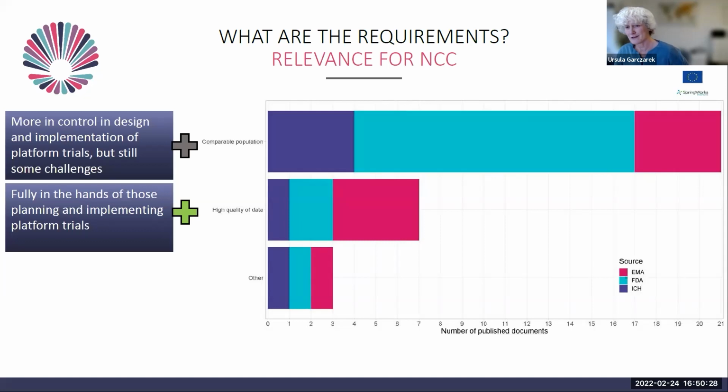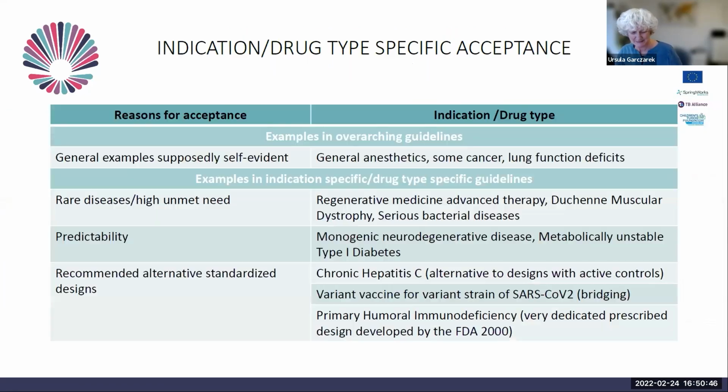And for non-concurrent controls, especially the quality of the data is fully in control of those who plan the platform trial. And as said, with the comparable population, we are in a bit better position as compared to external controls, but there are still things that really have to be taken care of. Next slide, please. As said, some words on indication-specific mentions in the guidelines.